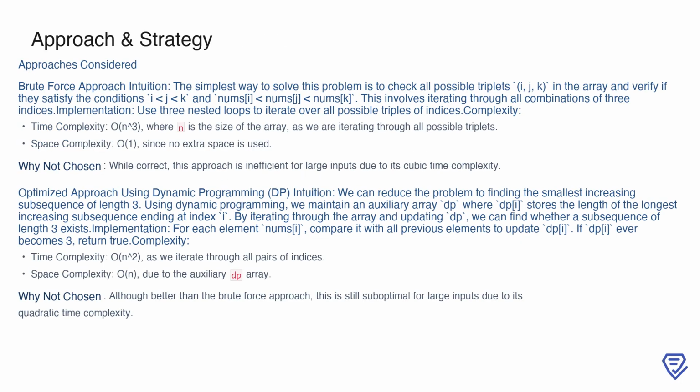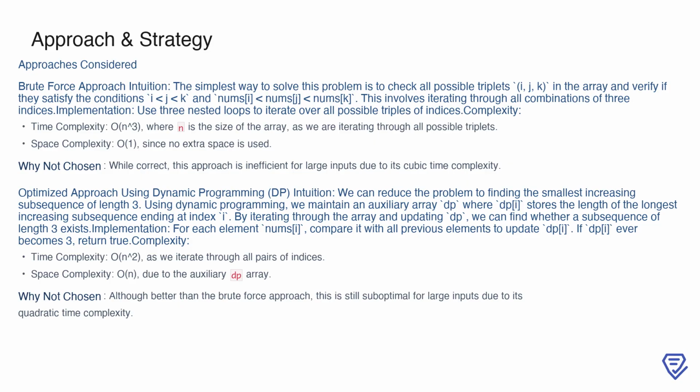To solve the increasing triplet subsequence problem, we can consider several approaches, starting with the brute force method. This approach is quite straightforward. We examine all possible triplets of indices in the array and check if they satisfy the conditions for an increasing triplet. Specifically, for indices i, j, and k, we ensure that i is less than j, j is less than k, and the corresponding values at these indices form an increasing sequence.